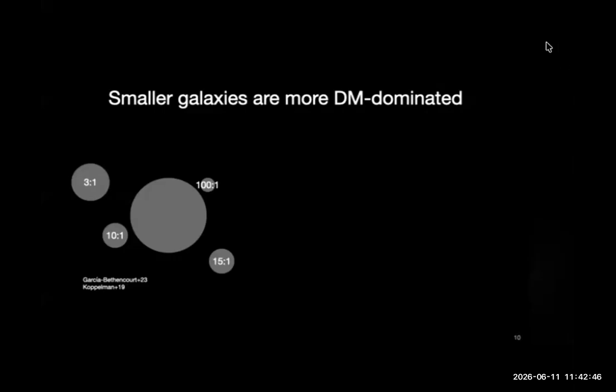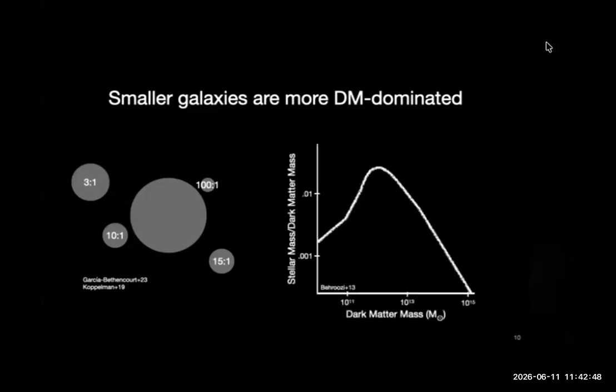The thing that would have been very different would be, of course, the baryonic mass, so the mass that came from stars and gas rather than dark matter. So I'm showing here on the x-axis dark matter mass, and on the y-axis the ratio of stellar mass to dark matter mass. This is from Behroozi 2013.